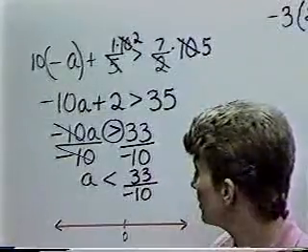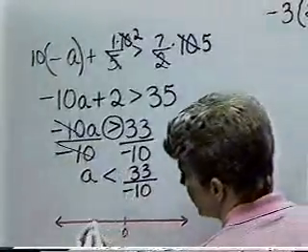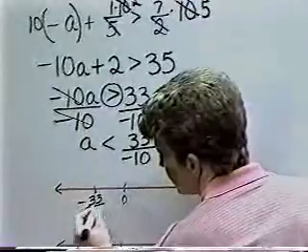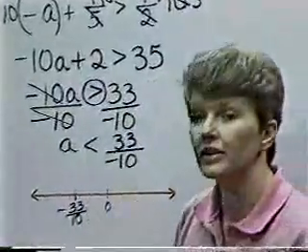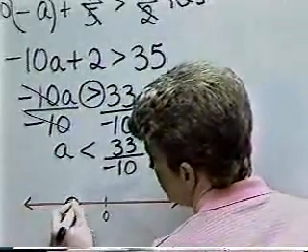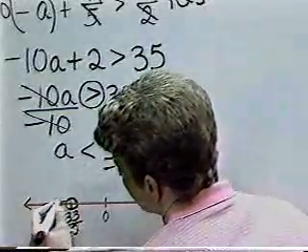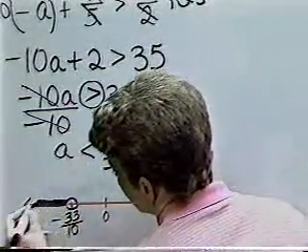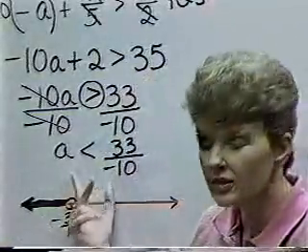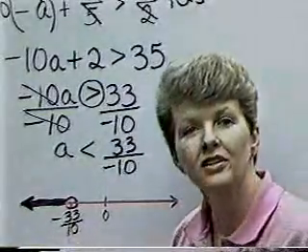If I then graph my solution, negative 33 over 10, somewhere to the left of 0. Strictly less than, that would be an open circle. And less than, I would shade to the left. All right, here's my solution, and here's the graph of my solution. Let's look at another example.